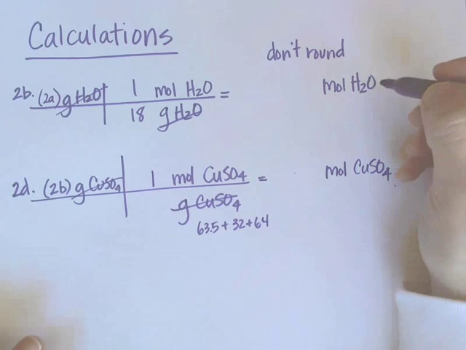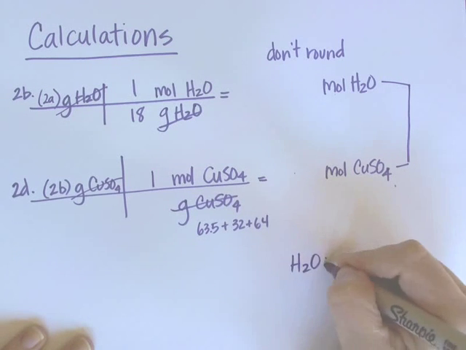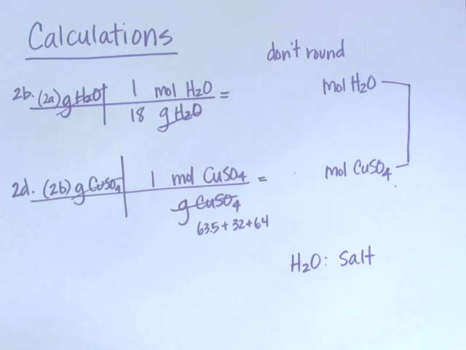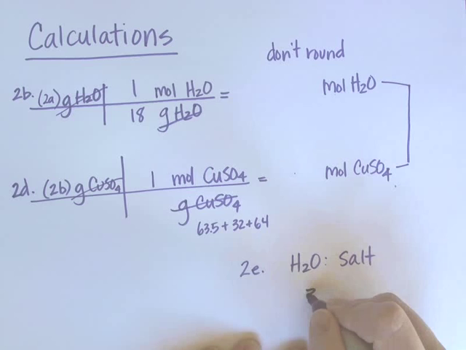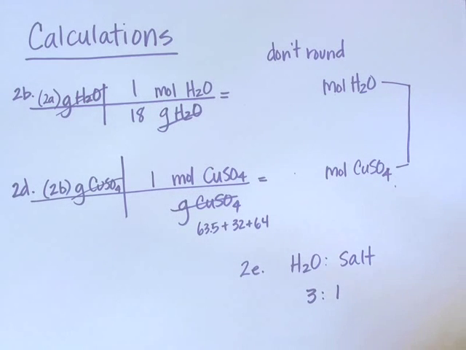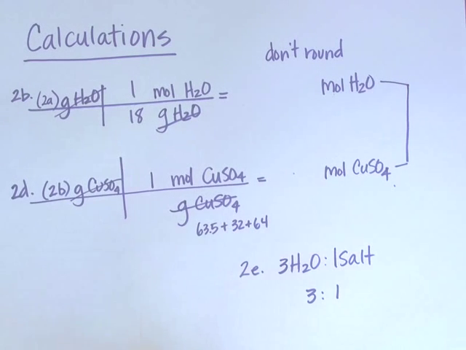From there, we're just looking at this ratio. And so you're asked to find the ratio of water to salt, and it tells you in the lab exactly how to do that in part 2E. It tells you to divide your moles of salt into moles of water, and let's just say, just for example, that you get a ratio of 3 to 1. So what does that tell you? It tells you that there are 3 moles of water for every 1 mole of salt.